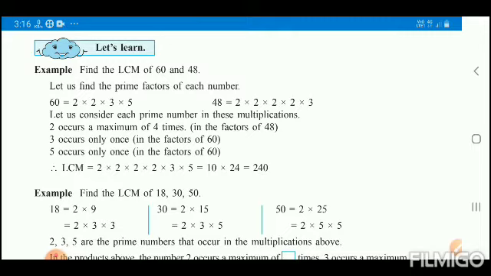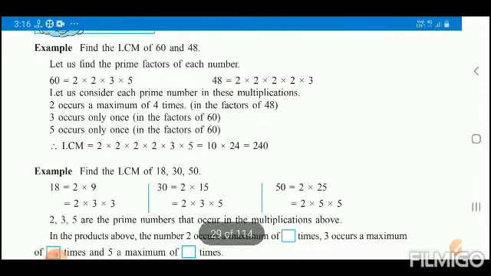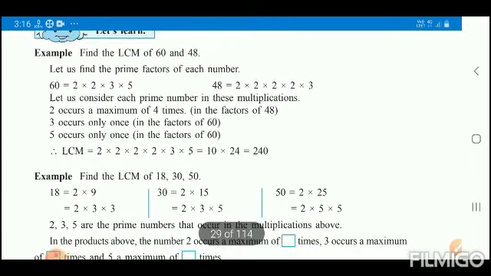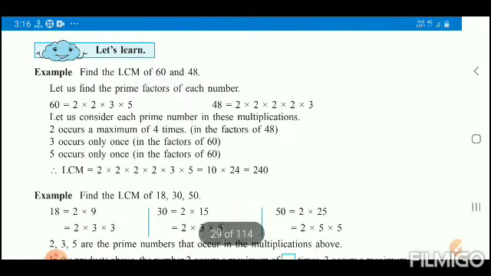You can find the prime factors of 60 and 48 by using vertical arrangements, otherwise by horizontal arrangements. Now we will see the factors of 60 are 2 multiplied by 2 multiplied by 3 multiplied by 5, and the factors of 48 are 2 multiplied by 2 multiplied by 2 multiplied by 2 multiplied by 3. So let us consider each prime number in these multiplications.